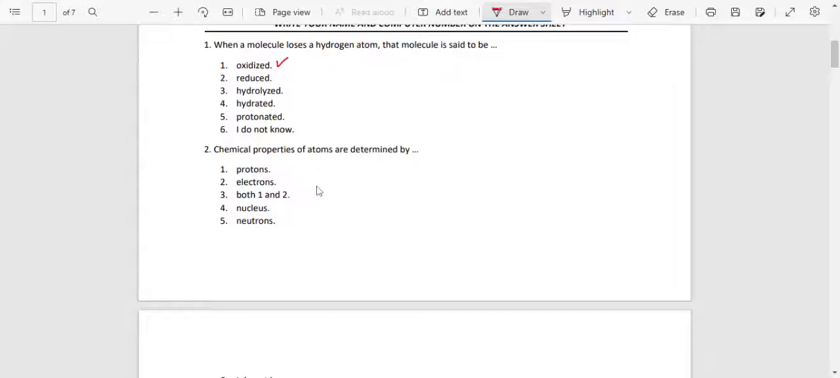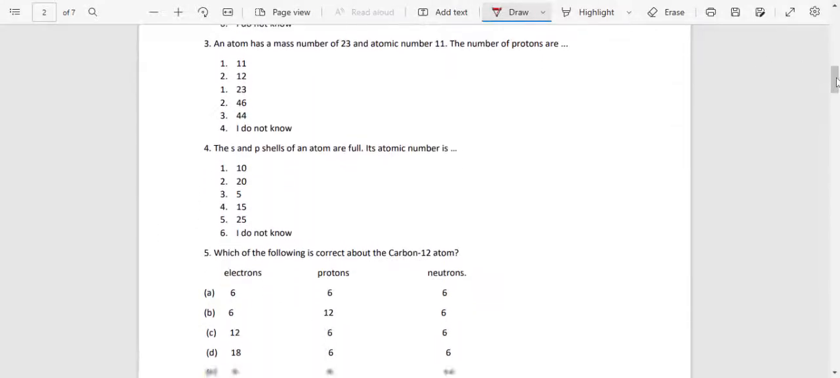Chemical properties of atoms are determined by: protons, electrons, both protons and electrons, nucleus, or neutrons. When you're talking about chemical properties, they have to do with the reaction of that atom. So the chemical properties or the reaction of an atom is determined by the number of electrons. If we are talking about the physical properties, that will be determined by the number of protons and also neutrons.